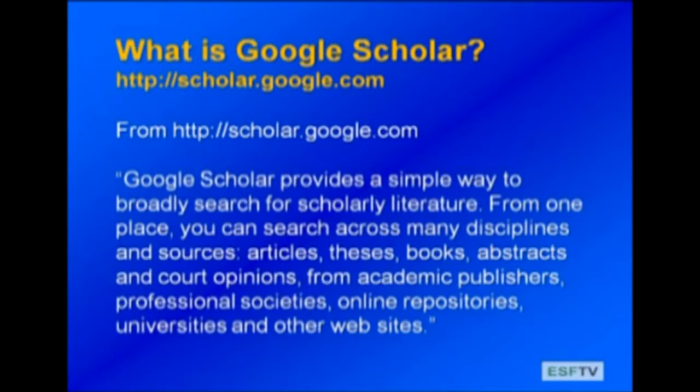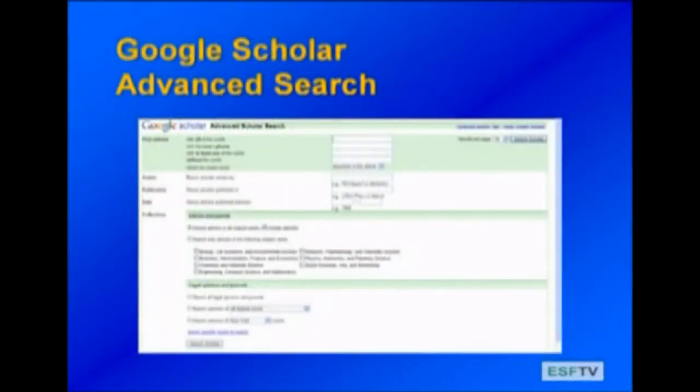So one of the great things about Google Scholar is they've taken the time to have this separate entity from just Google. This is Google Scholar, and so it will just search scholarly journals. So you know that when you're searching in this journal article database called Google Scholar, that you're getting reputable resources back. Let's take a look at the advanced search screen for Google Scholar.